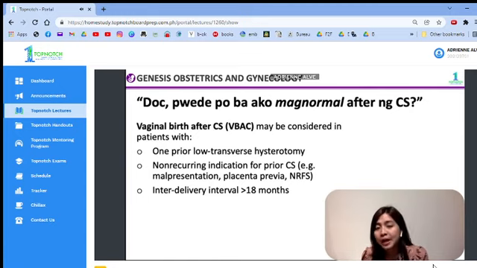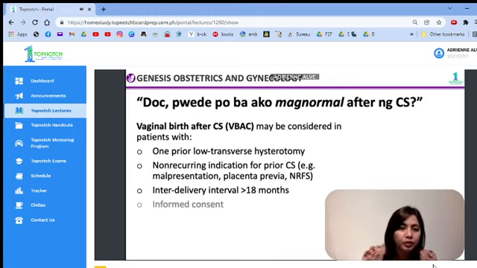So ni-advise mo yung patient mo, ma'am, at least 1.5 years ka dapat na hindi po mabubuntis or hindi cesarean section para po pwede kayo mag-normal sa susunod. Okay? Yung sasabihin mo, informed consent. It goes without saying na dapat si patient agree siya na mag-VBAC. Because this is also a high-risk delivery for them. And ito yung i-emphasize nyo sa patient nyo.